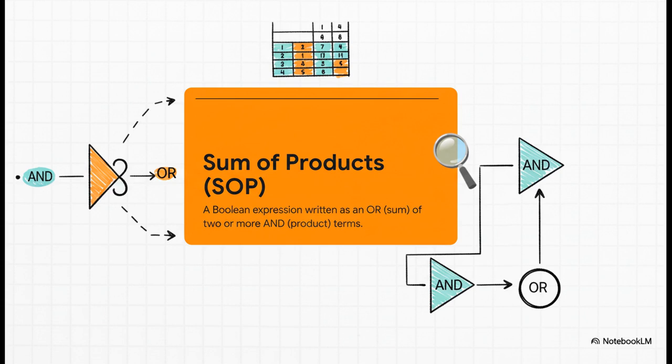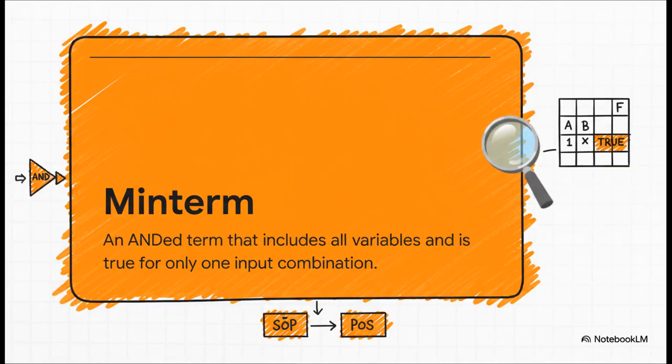You can think of it like this. This condition can make it true, or this condition can make it true, or this other one can make it true. Now, the basic building block for this whole method is something called a minterm. And a minterm has this really cool, unique power. It's an AND term that's specifically built to be true for only one single row of our truth table, and it's false for every other row. It's like a super specific key that only unlocks one single door.